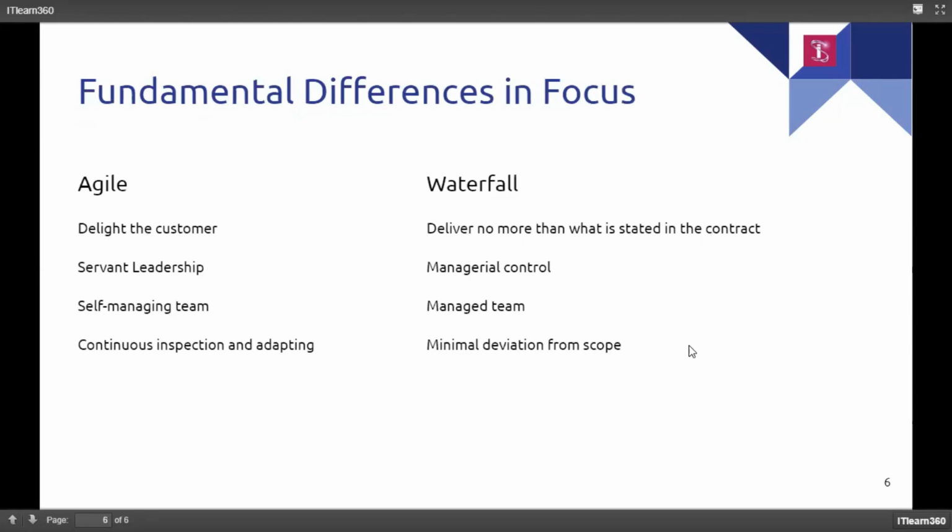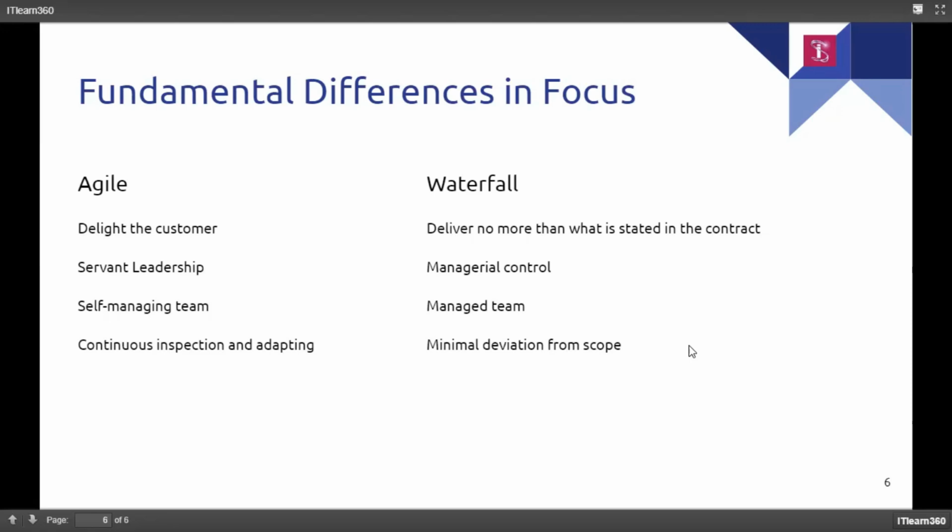All right, so these are the fundamental differences in focus in comparison of agile and waterfall. Agile is delight the customer. Waterfall is deliver no more than what is stated in the contract. When we talk about agile, it's servant leadership. Waterfall is more managerial control. Agile is really famous for self-managing teams, and waterfall is for a team managed by a supervisor or a manager. And in agile, it is continuous inspecting and adapting, while waterfall is minimal deviation from the scope of the plan already decided.